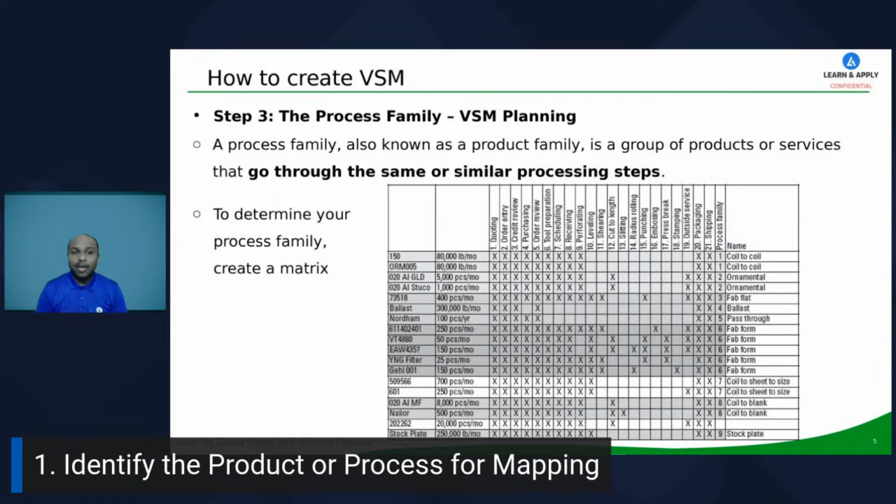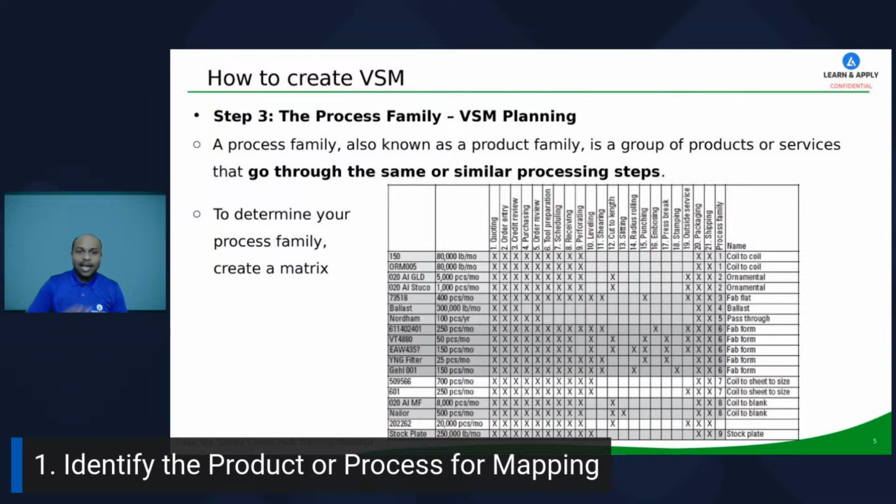Now, what is a process family? A process family, also known as a product family, is a group of products or services that go through the same or similar processing steps. You can see here, there is a list of products mentioned in the first column. In front of that, we are going to add the volume, or the quantity, or the amount of deliverables that we will be getting from that particular product. And then for that particular product, what are the processes that we are going to perform?